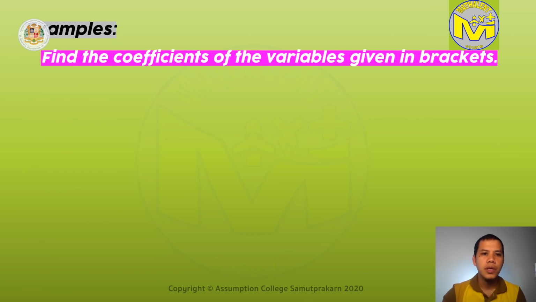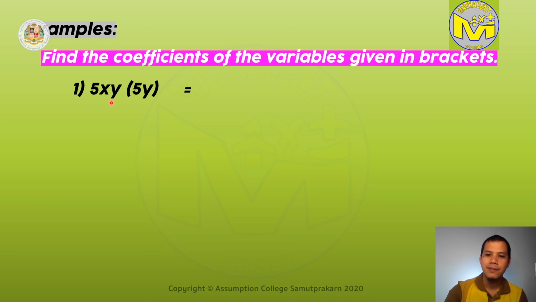Now you understand. Let me show you more examples. Instruction: find the coefficient of the variables given in the bracket. So, what is in the bracket? 5y. This is the variable. Find the coefficient of this variable. In 5xy, if I put 5y in the bracket, what is left? Only the x. So the coefficient of 5y is x.